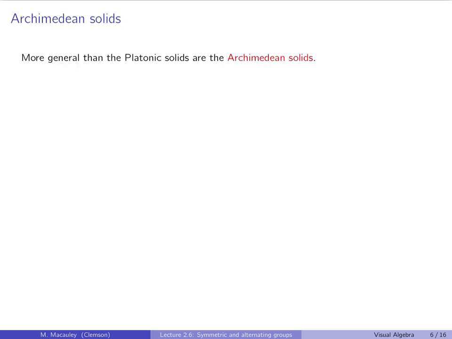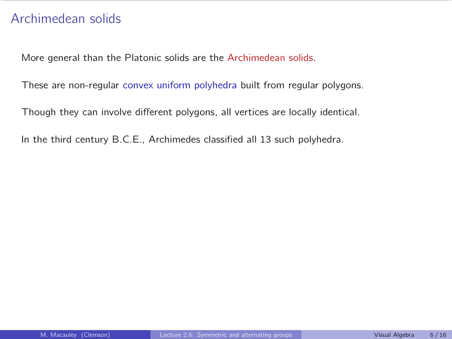More general than the Platonic solids are the Archimedean solids. These are non-regular convex uniform polyhedra, but they're built from regular polygons. Though they can involve different polygons, so one might involve a square and a triangle, for example, all vertices are locally identical. So if you're at one vertex, it looks the same as every other vertex. In the 3rd century BCE, Archimedes, for whom these are named, classified all such polyhedra, and there's 13 of them.